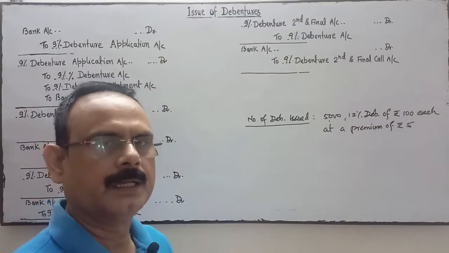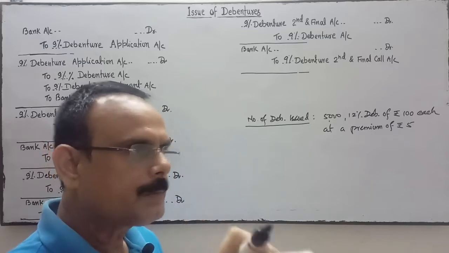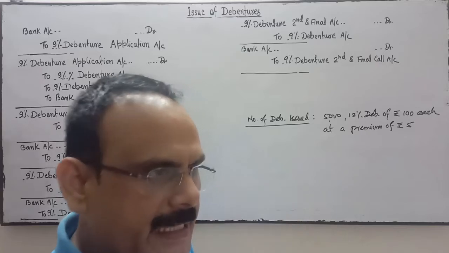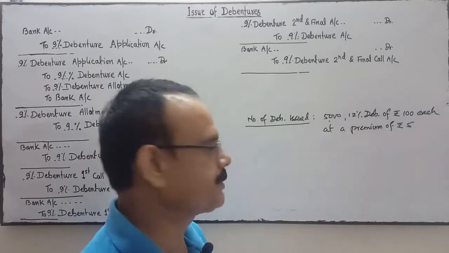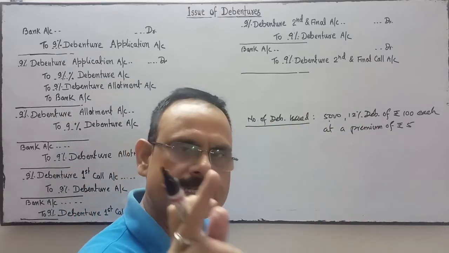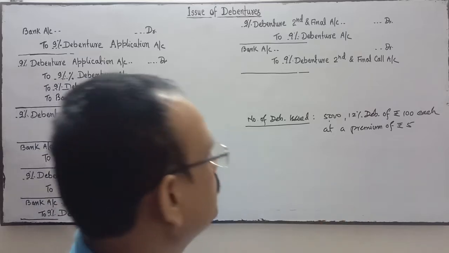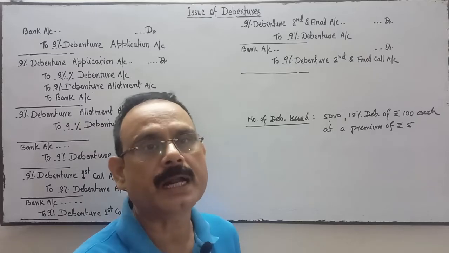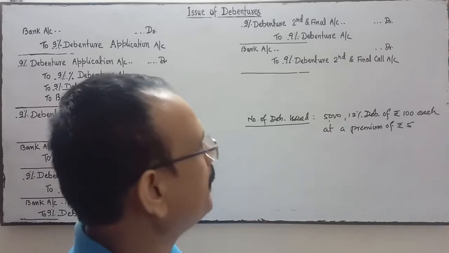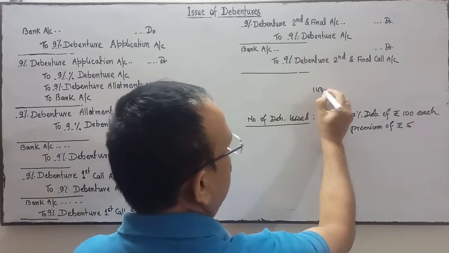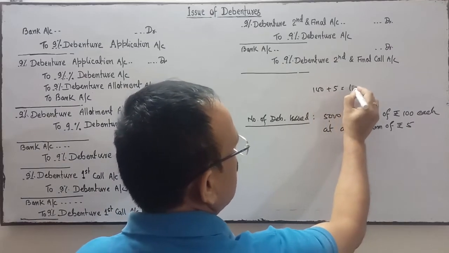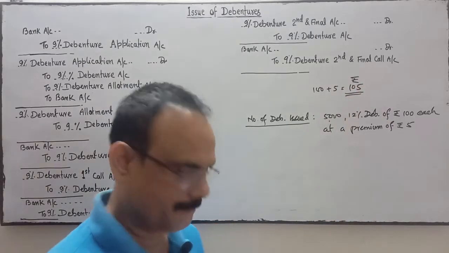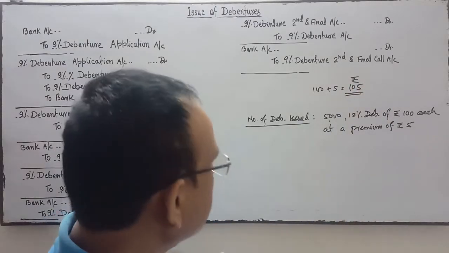5,000 is the number of debentures. 12% is the rate of interest on that debenture. Of rupees 100 each, it is the face value. 100 is the face value at a premium of rupees 5. It means it is issued at rupees 105, including the premium: 100 plus 5 premium.